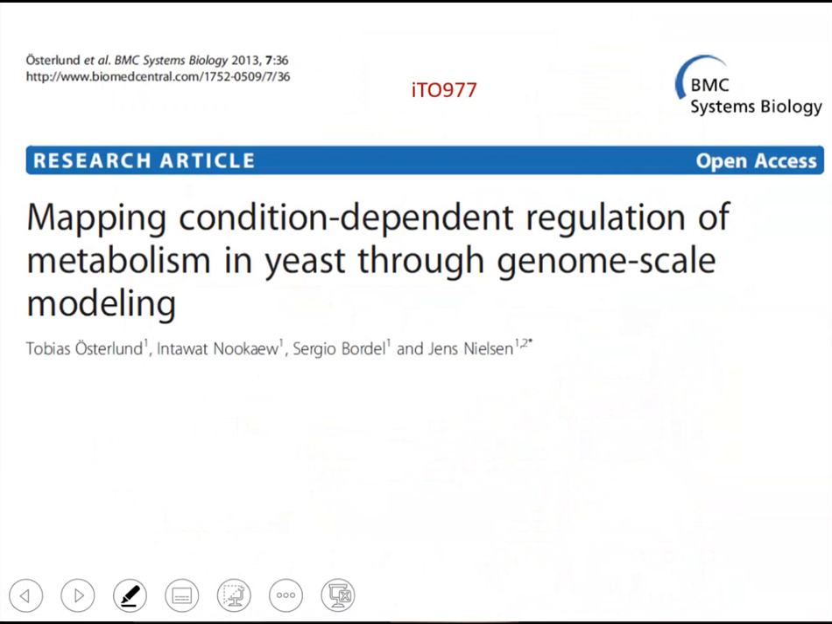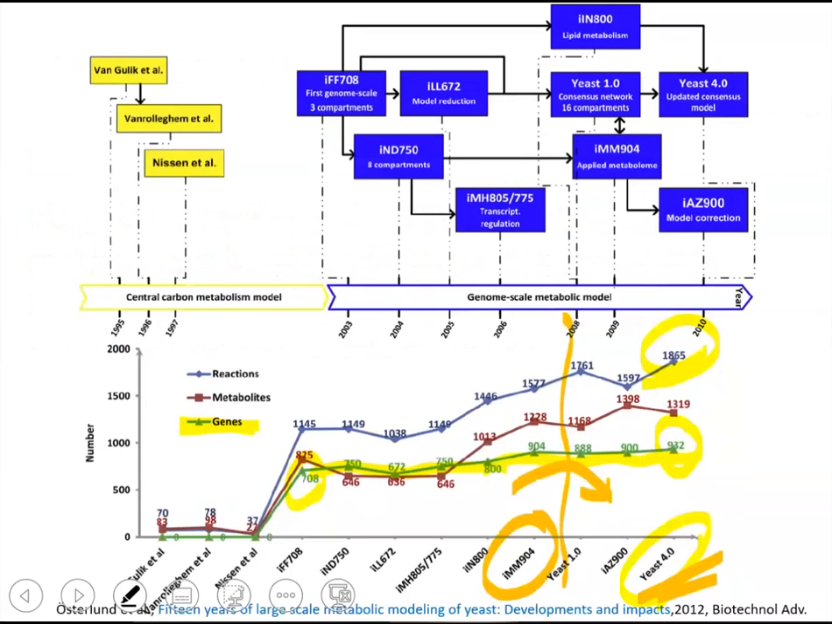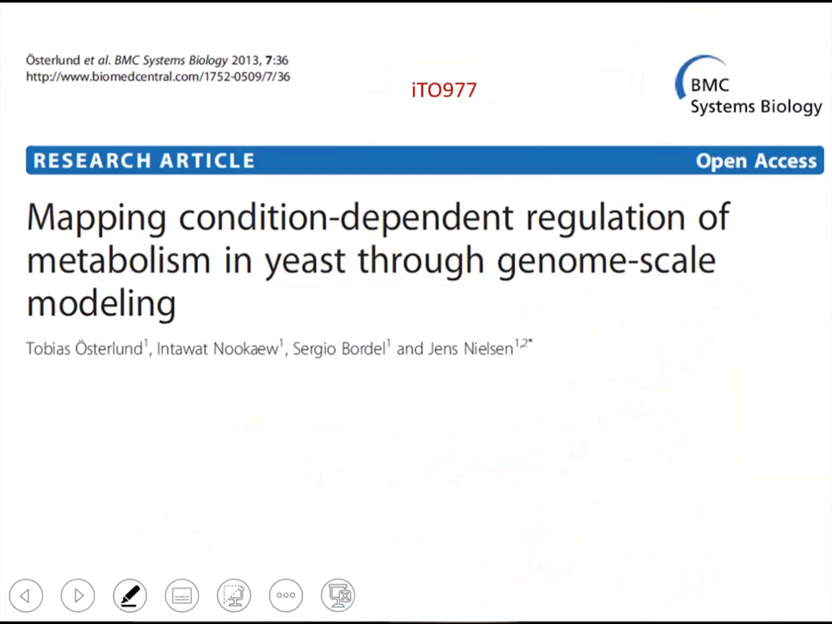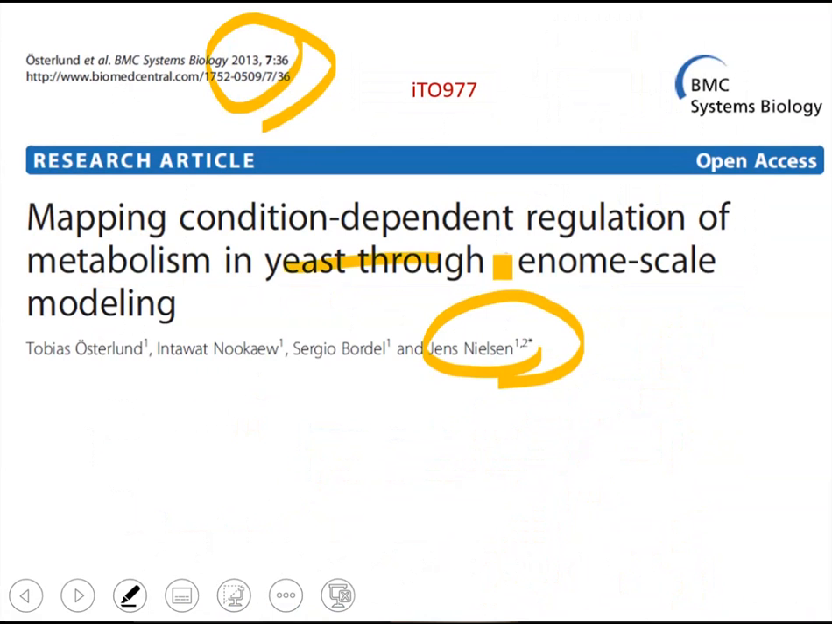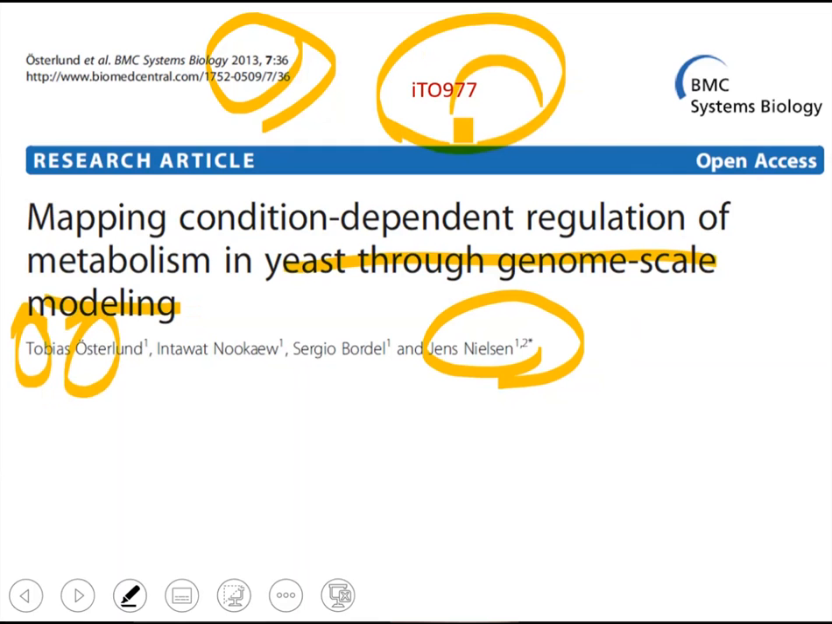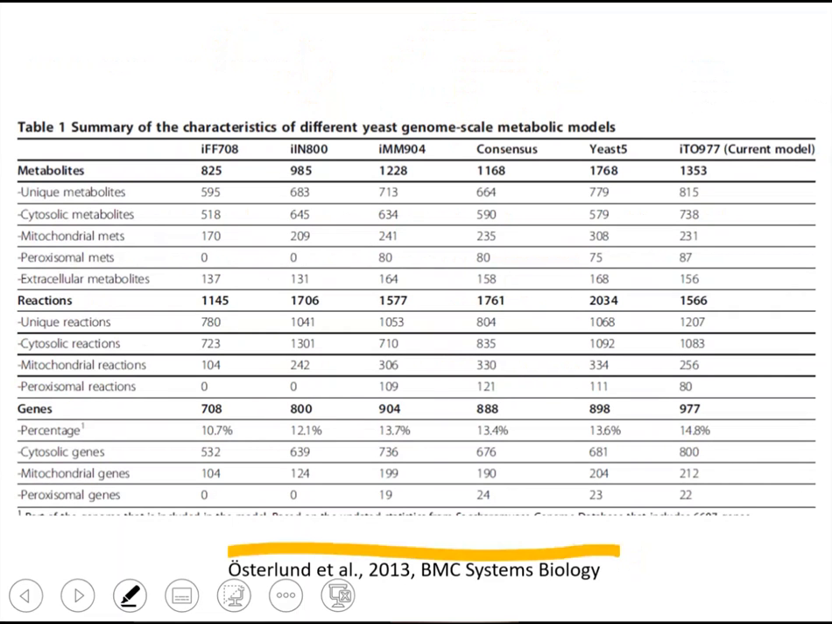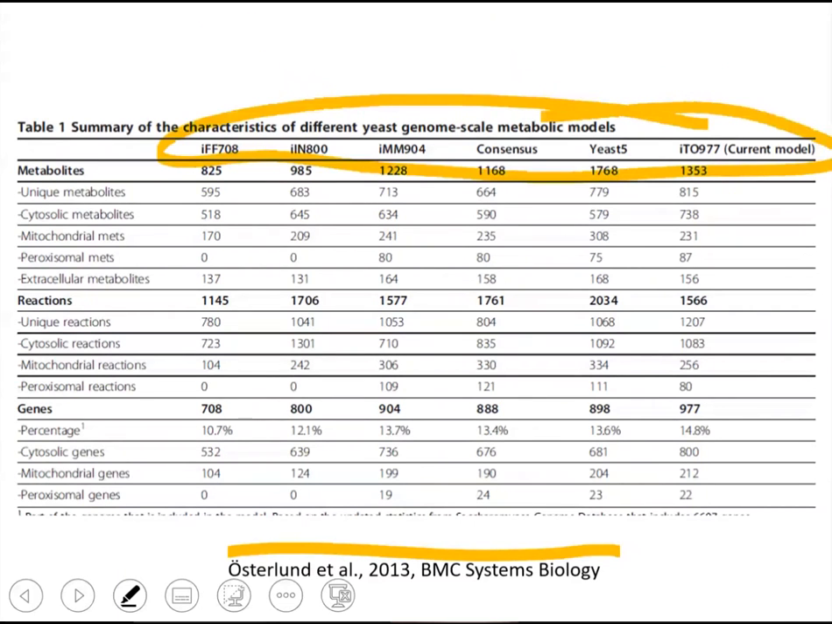Let's go through some of those papers mentioned in literature. It's not here because this was 2012, but in 2013, Nielsen's group published the most recent version then of the yeast genome scale metabolic network, and it was named ITO977, the initials of the developer and the number of genes. This is a table from that paper which compares different yeast genome scale metabolic network models.